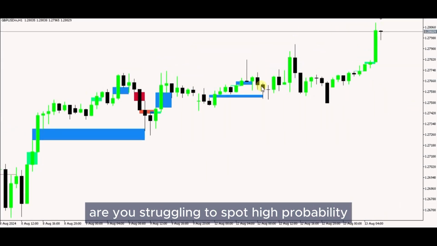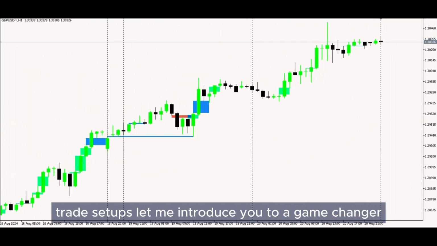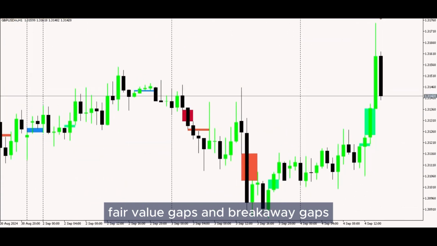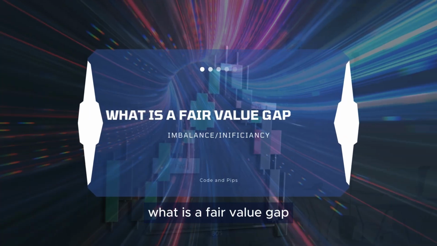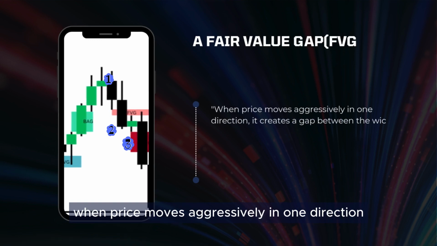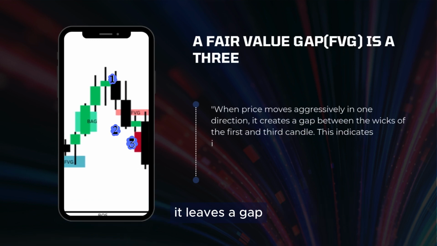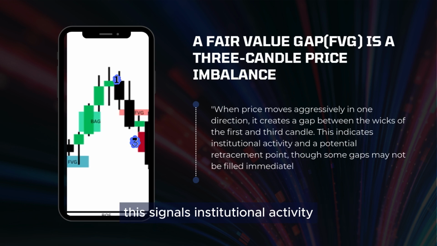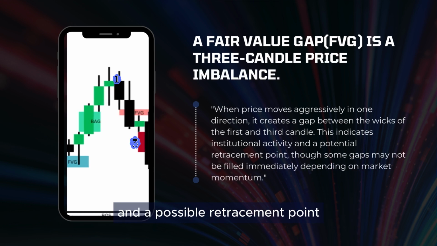Are you struggling to spot high probability trade setups? Let me introduce you to a game changer: fair value gaps and breakaway gaps. What is a fair value gap? A fair value gap is a three-candle price imbalance. When price moves aggressively in one direction, it leaves a gap between the wicks of the first and third candle. This signals institutional activity and a possible retracement point.